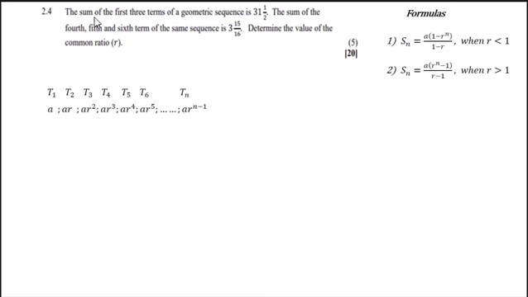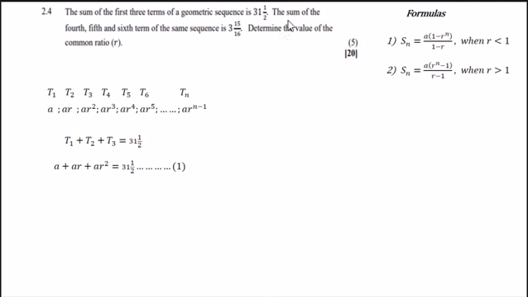So the question says the sum of the first 3 terms of a geometric sequence is 31 and 1 over 2. This means when I add a plus ar plus ar squared, I get this. Is that clear? Term 1, term 2, term 3 is equal to 31 and 1 over 2, right? What is our term 1? Our term 1 is a, our term 2 is ar, our term 3 is ar squared. So this is our first equation.